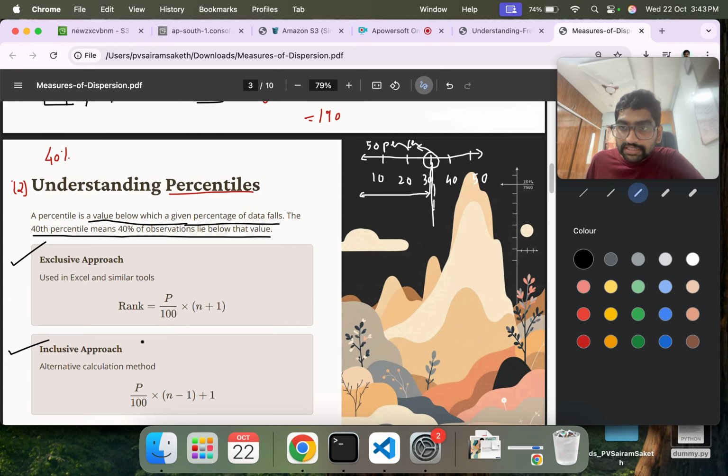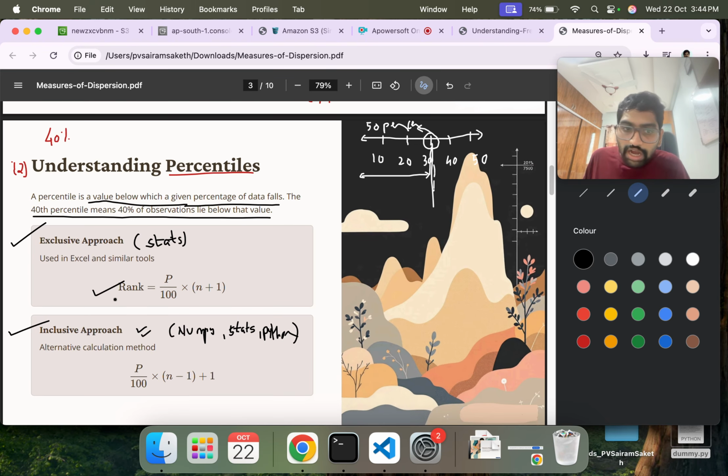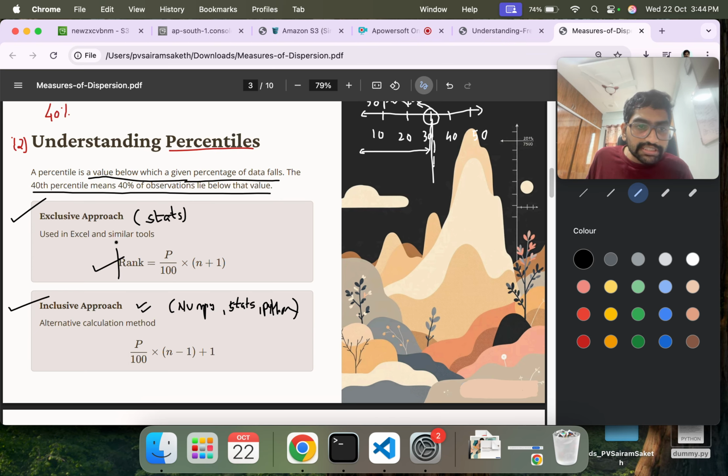When we do coding, let's say we do this in numpy, Python will use this inclusive approach. Numpy, pandas, Python all use the inclusive approach. For programs, we will be using this approach. But the stats module also uses the exclusive approach. Generally, for explanation purposes, to make calculations simpler, we will be using the exclusive approach. So what is this exclusive approach? What is the formula? What is this P all about?